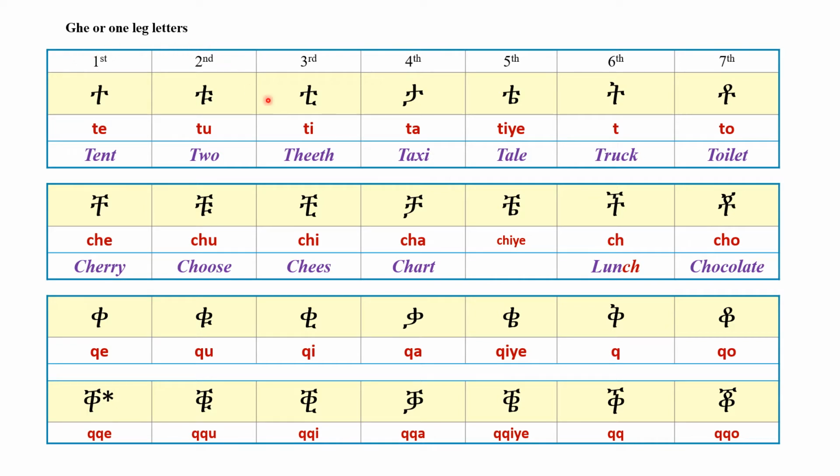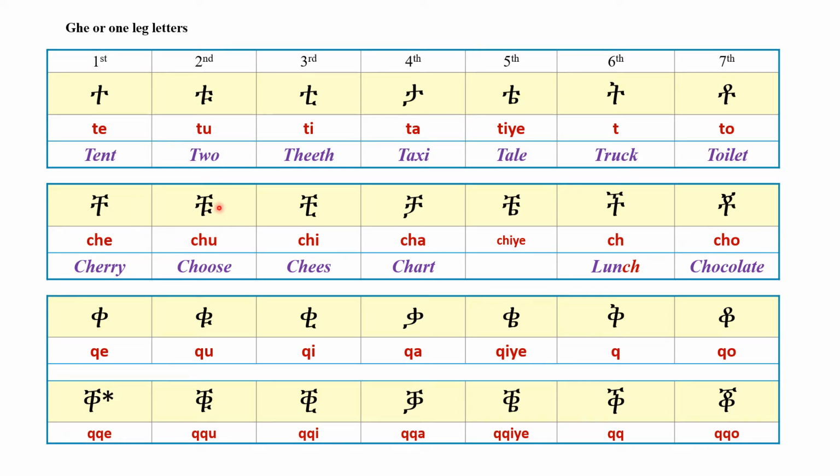Let us see how we pronounce that in English. Te, pronounced like tent. Tu, like two. T, like teas. Ta, like taxi. Tie, like tail. T, like truck. And to, like toilet.